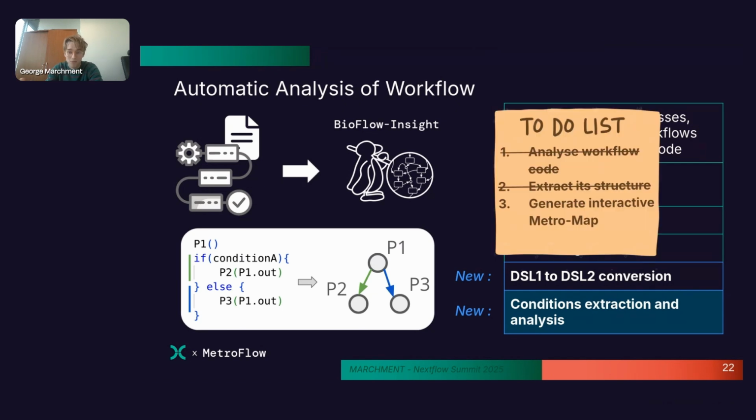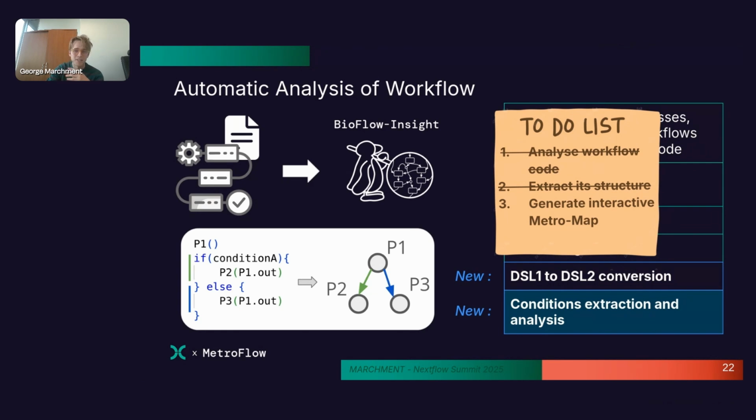So that's the first thing I needed to do off the to-do list. I can analyze the code. So what's remaining now? I can analyze the workflow code, I can extract its structure, and now I need to be able to generate the interactive Metro map. Well, I guess my presentation wouldn't be very interesting if I wasn't able to do that.